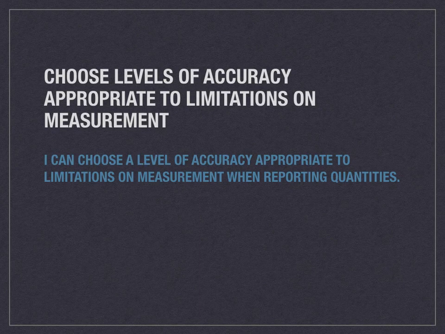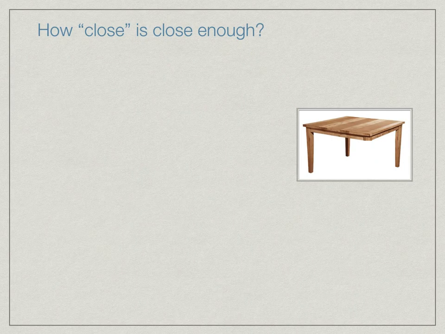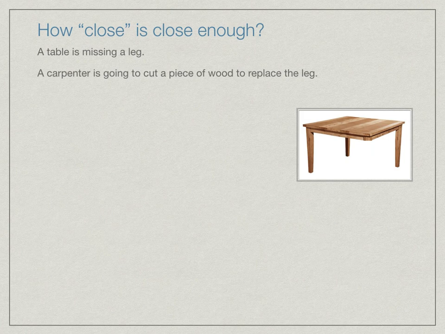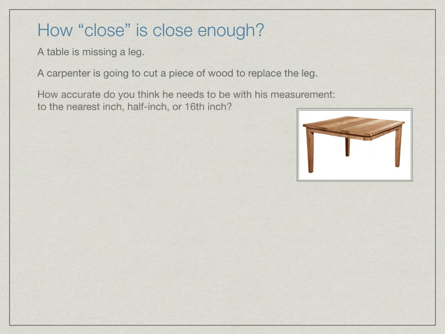Let's consider levels of accuracy appropriate to limitations on measurement. How close is close enough? A table is missing a leg. A carpenter is going to cut a piece of wood to replace the leg. How accurate do you think he needs to be with his measurement? To the nearest inch, half inch, or 16th of an inch?